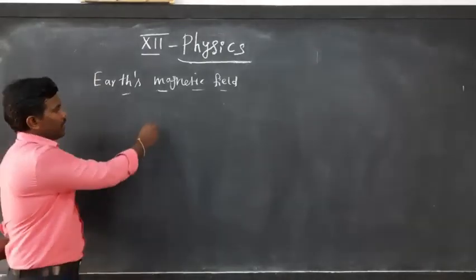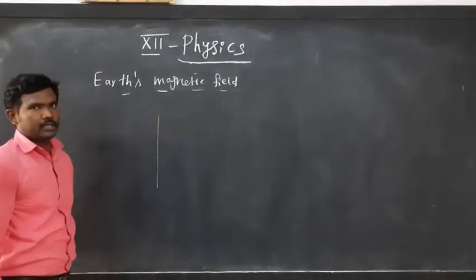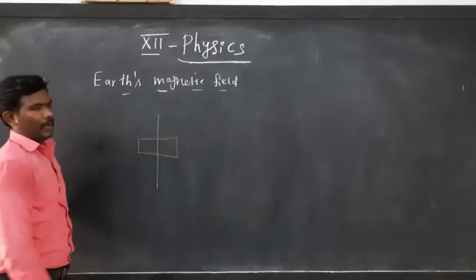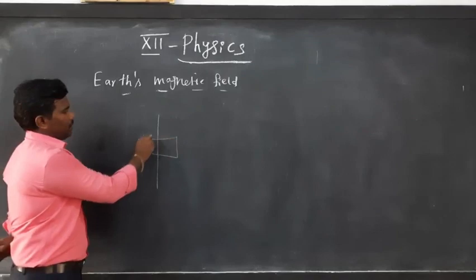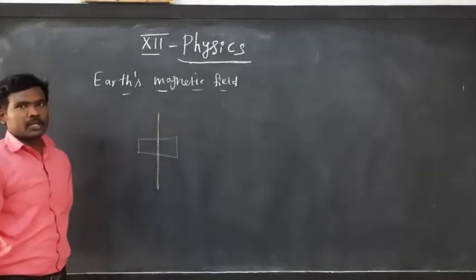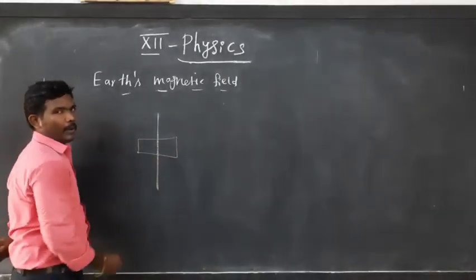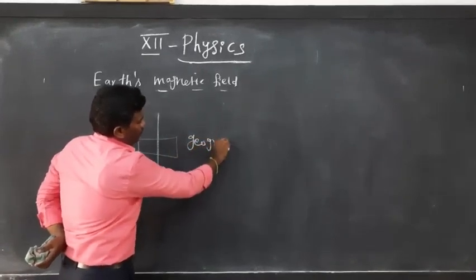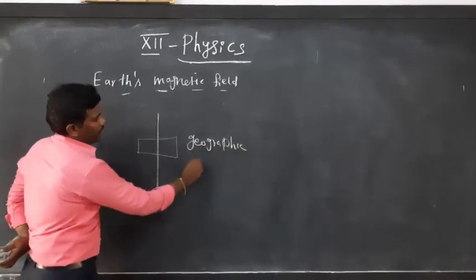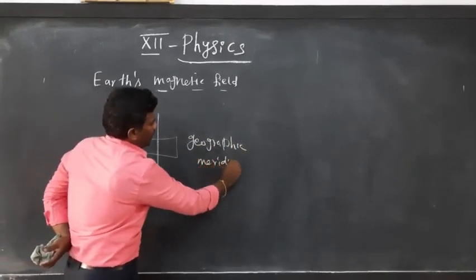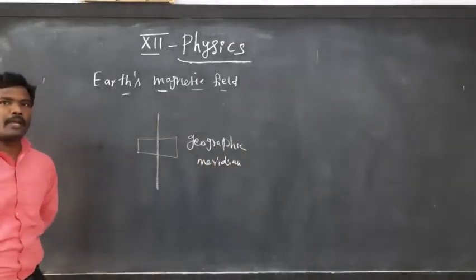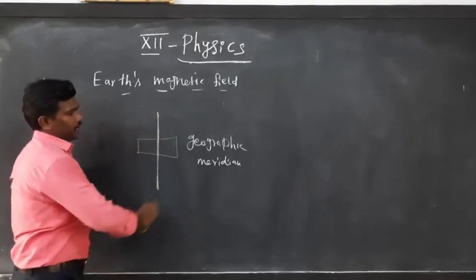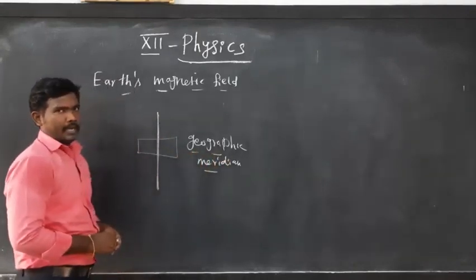Okay, if we consider this one as the geographic axis, now I draw a vertical plane. That vertical plane is with respect to the geographic axis, and it is called the geographic meridian. So a vertical plane with respect to the geographic axis is called the geographic meridian.